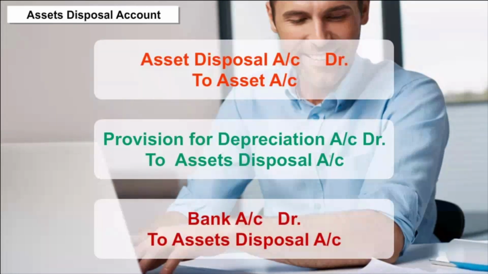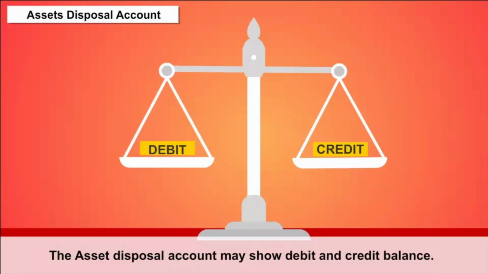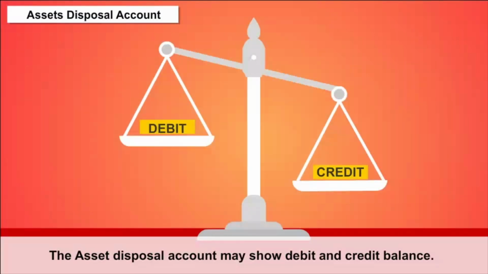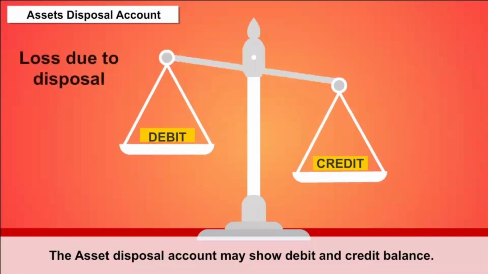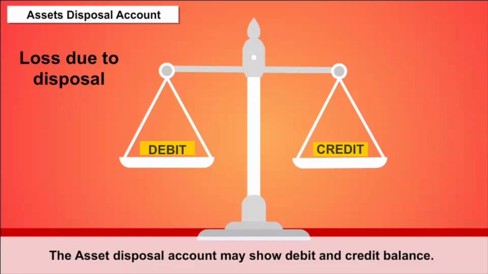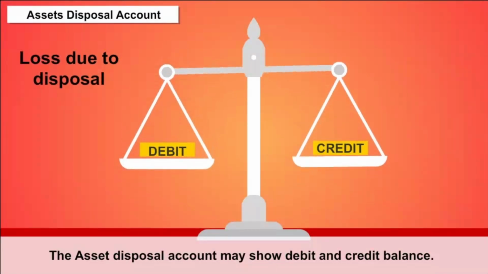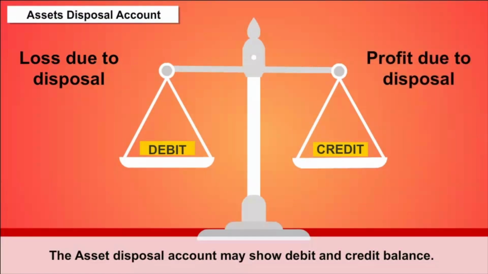The asset disposal account may show a debit or credit balance. The debit balance indicates a loss due to disposal, whereas a credit balance indicates a profit due to disposal. The entries would be done as follows. In case of loss, profit and loss account debit to asset disposal account. In case of profit, assets disposal account debit to profit and loss account.